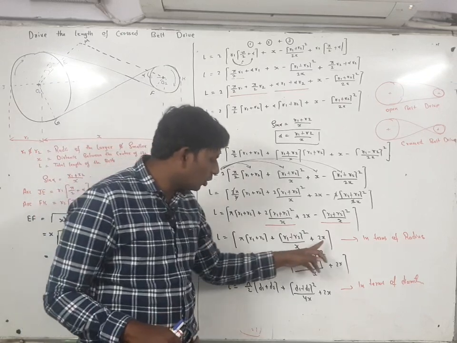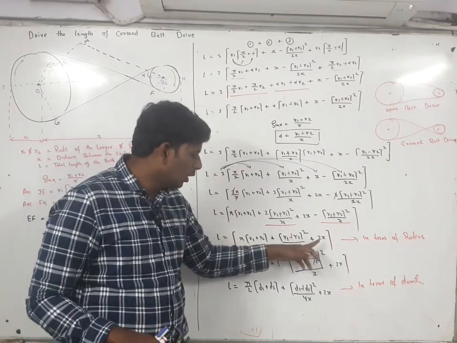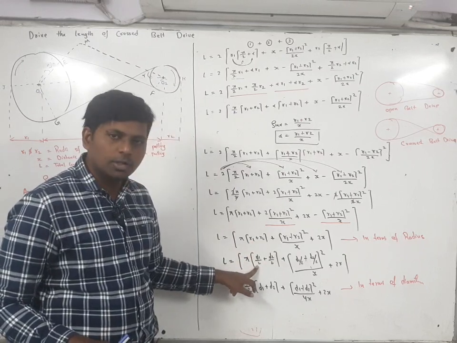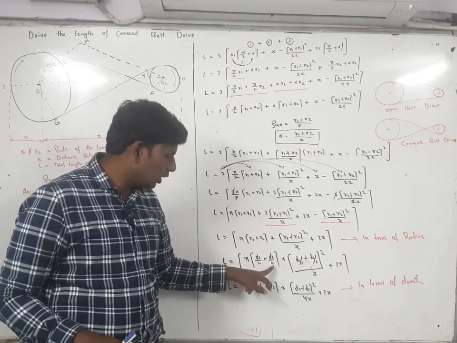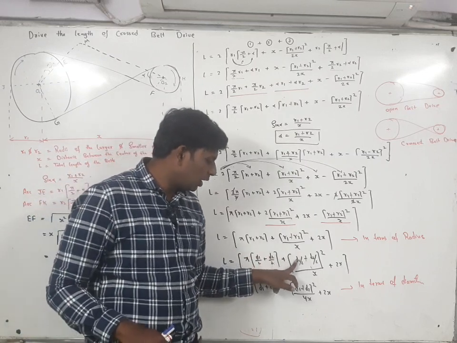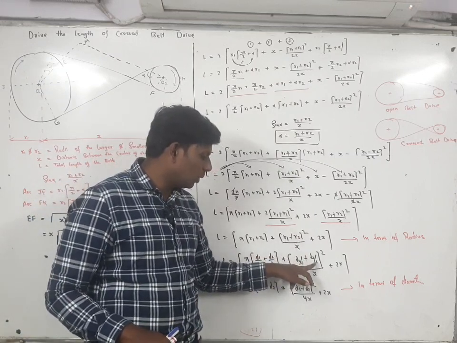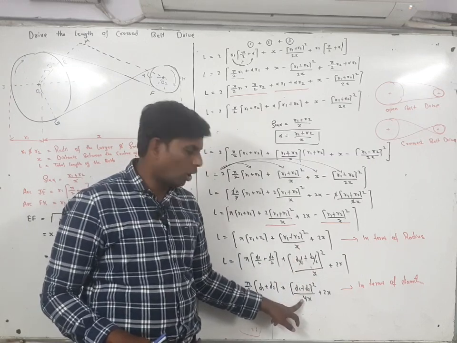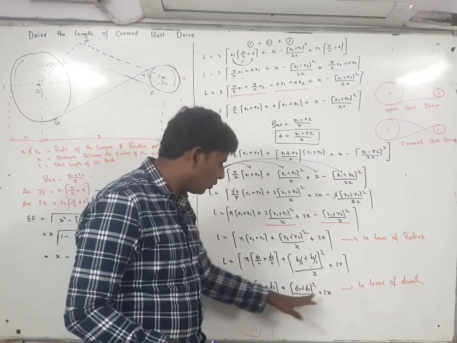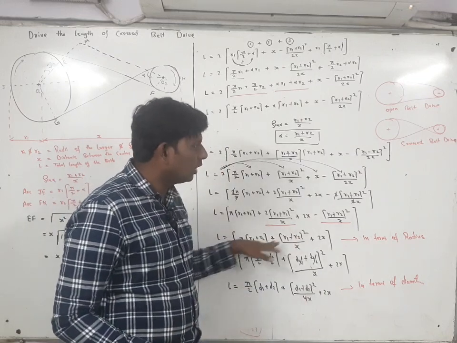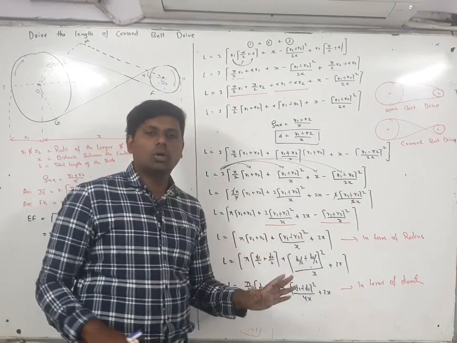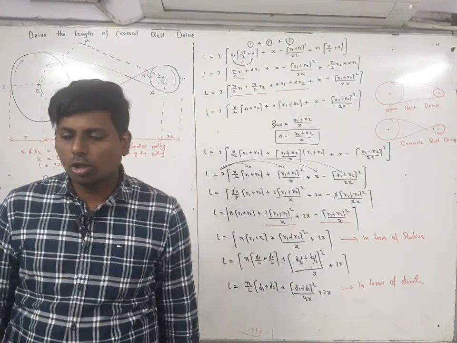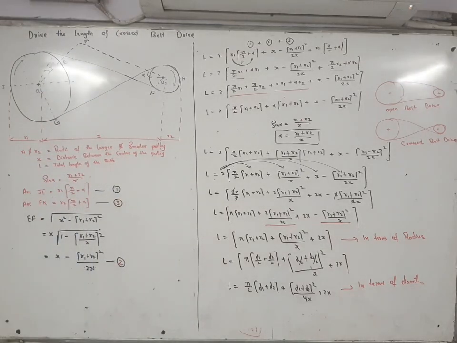This one is in terms of radius. In place of R1, you can write D1 by 2. In place of R2, you can write D2 by 2. Here also, in place of R1, D1 by 2, and in place of R2, D2 by 2. So, here 2 to the 4, you will get 4 outside. So, this is in terms of diameter and this one in terms of radius. If you know the open belt drive, easily you can go for the cross belt drive. The difference between these two is simple only. Whenever the open is there, you have to go like this. Whenever the cross is there, you have to go like this.